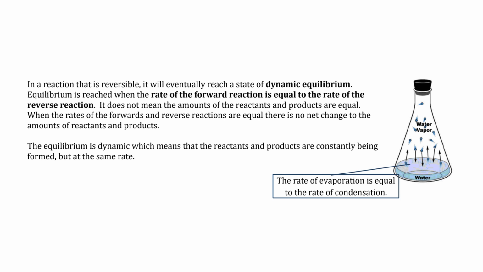So in a reaction that is reversible, eventually you end up with something called a state of dynamic equilibrium. That means when we reach equilibrium, the rate of the forward reaction is equal to the rate of the reverse reaction. We're not saying that the amounts of products and reactants are equal. It's just that when the rates are equal back and forth, there's no net change to the amounts of reactants and products. That means it's in equilibrium. When we say dynamic, what we mean is it's always moving, in the sense that you're always making reactants and products, but the rate is the same back and forth.